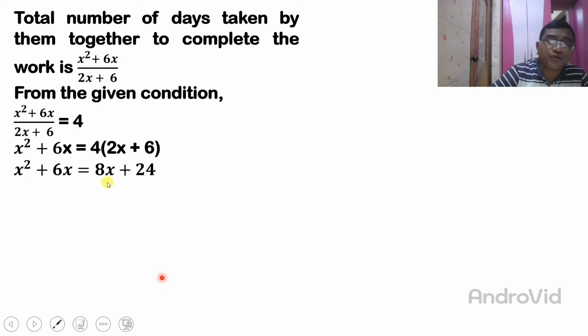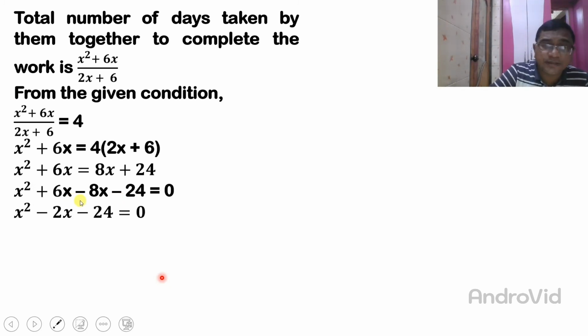This 8x positive goes across as negative. So x square remains as it is, 6x remains as it is, and plus 8x goes across as minus 8x, plus 24 goes across as minus 24. So 6x minus 8x: the signs are not the same, so subtract. 8 minus 6, what remains? 2x. So x square minus 2x minus 24.